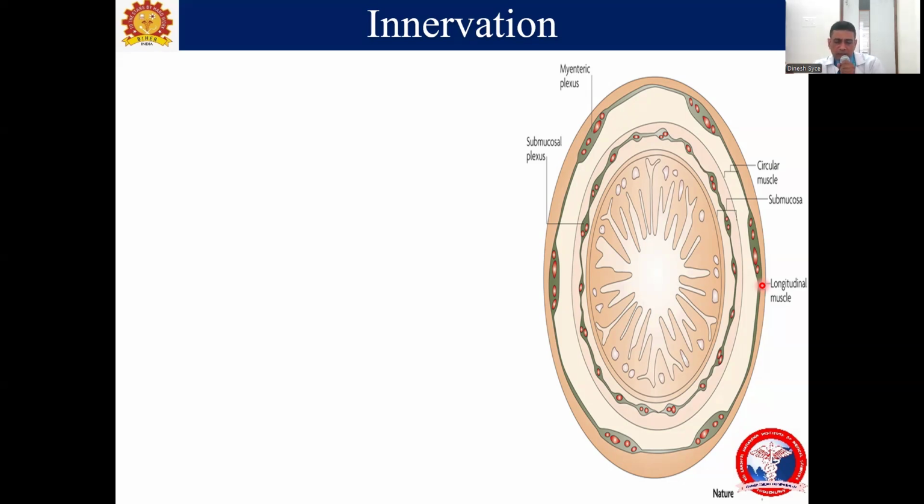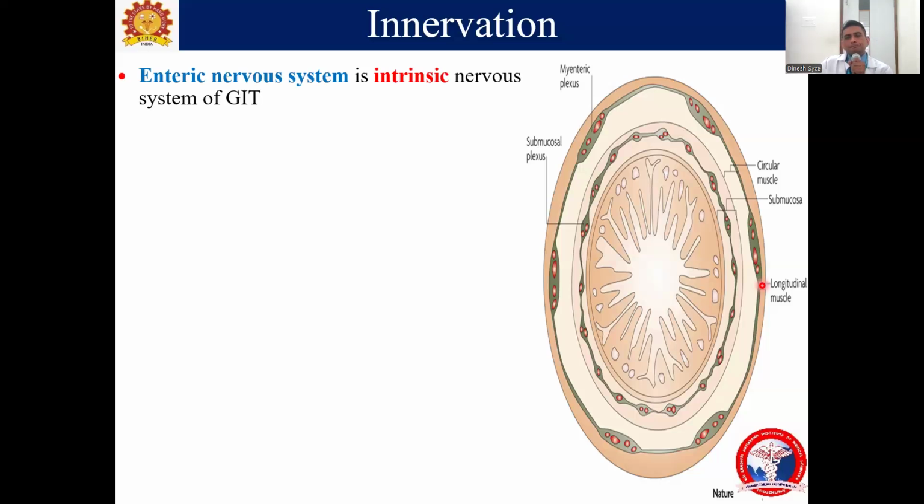So when we say the intrinsic nerves, we're talking about the nerves which are embedded, enmeshed in the walls of the small intestine. And what are these nerves otherwise called? They're called the enteric nervous system. So the intrinsic nerves are the enteric nervous system. These are present within the walls of the small intestine, entrenched within the walls, right?